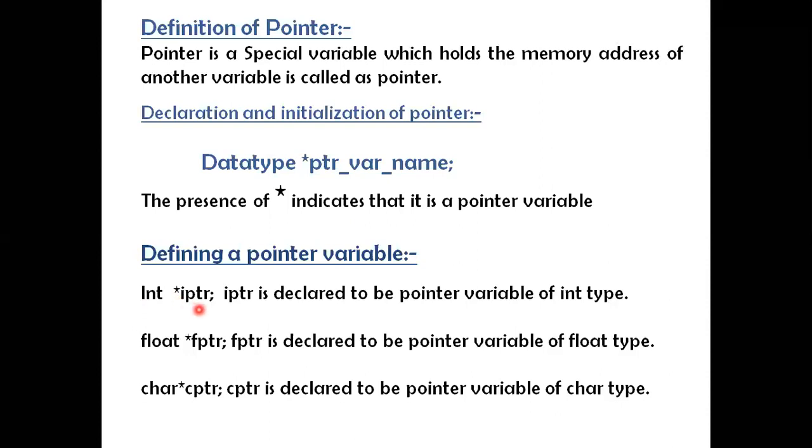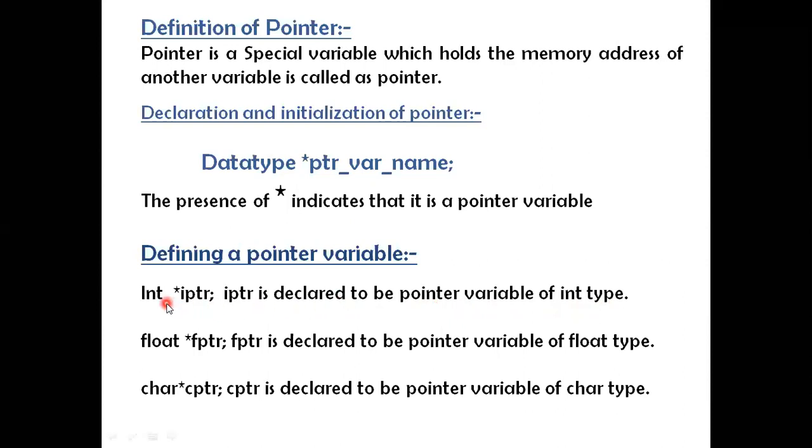IPTR is the name of the pointer variable. I have given the name of the variable as IPTR without giving any blank space. IPTR is a pointer variable name of integer data type. Now, with a semicolon. This example represents: IPTR is declared to be a pointer variable of type, which type? Integer type.